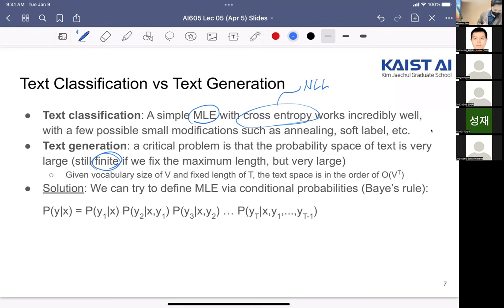All right, so let's come back to text generation. That's why in text generation, the first thing we do is define the probability distribution in a more conditional manner. So basically, instead of formulating this probability directly, which can be very difficult, we say that y is y1, y2, up to yT.